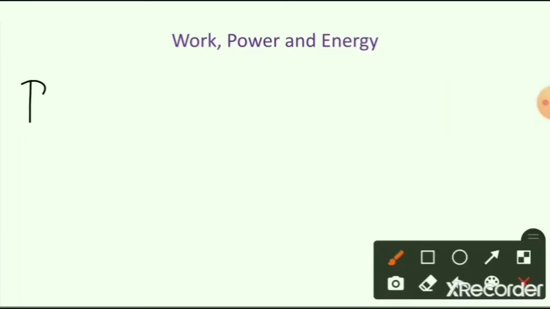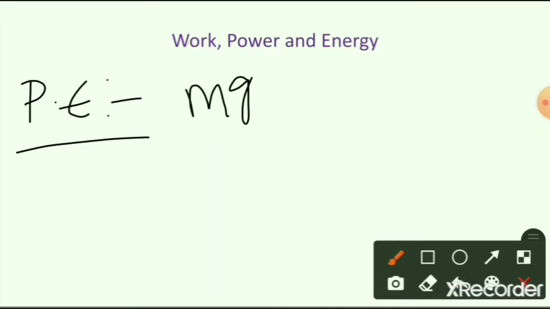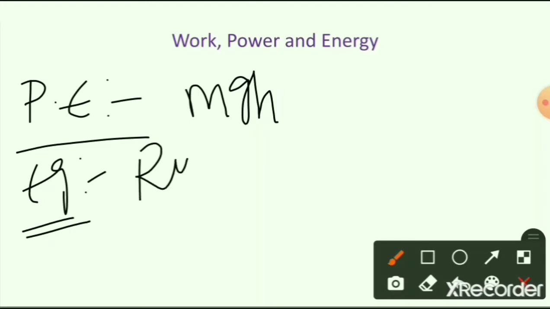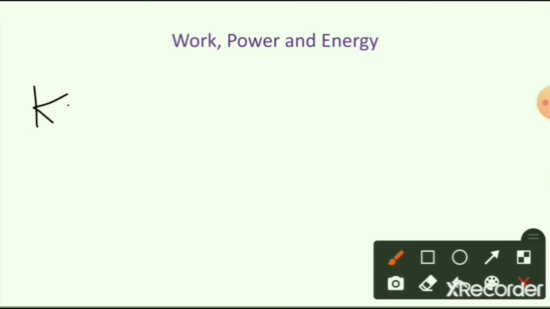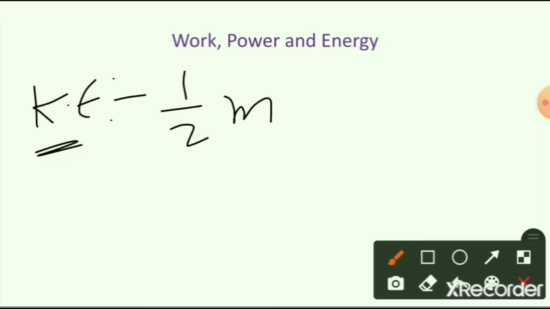Potential energy. The body by virtue of its position is called potential energy. P equal to mgh. Example, stretched rubber. Then kinetic energy, formula half mv square. The body by virtue of its state of motion is called kinetic energy.